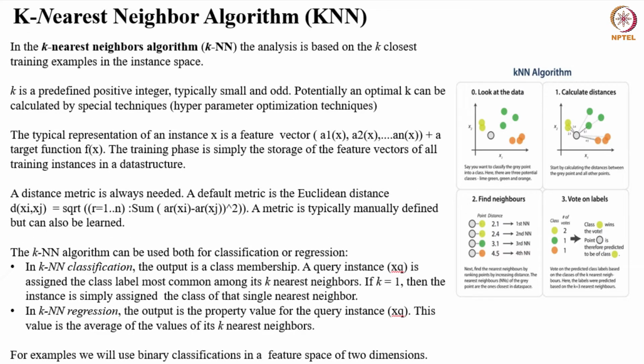I will now concentrate the discussion on one particular kind of instance-based learning algorithm called the k-nearest neighbor algorithm, KNN. In this algorithm, the analysis is based on the k closest training examples in the instance space. What I mean by closest is closest to the query item. K is a predefined positive integer that has to be set before you use this kind of method. Normally you choose k to be small and odd. Potentially, an optimal k can be calculated by special hyperparameter optimization techniques.